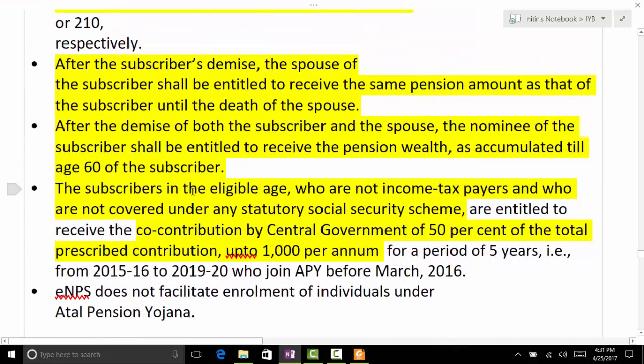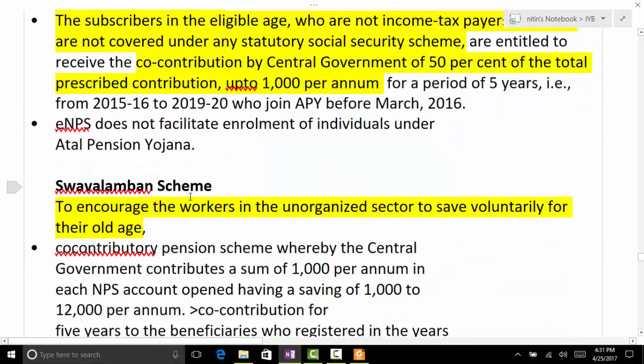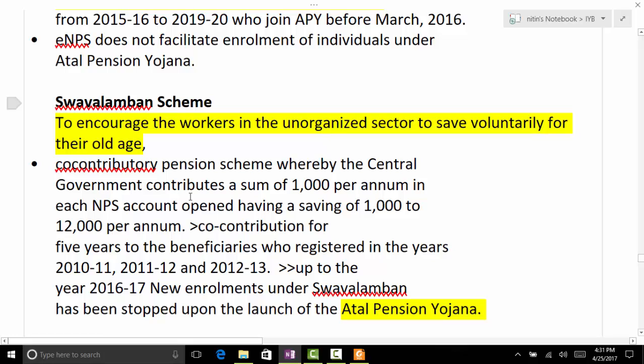Then unorganized sector people, till now there was the Swavalamban scheme. Now after Atal Pension Yojana, they have been migrated to Atal Pension Yojana. So to encourage the workers in the unorganized sector to save voluntarily for their old age. So remember, the Swavalamban scheme is important for PT and mains both, because the unorganized sector is a very important sector for the mains exam as well. So now you can take Atal Pension Yojana directly instead of the Swavalamban scheme.